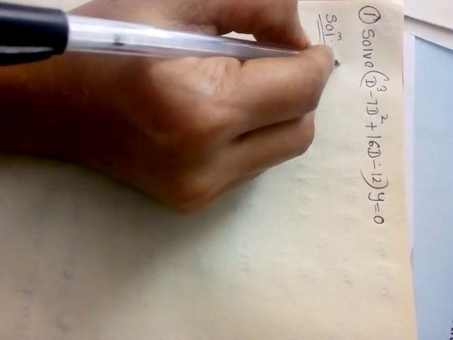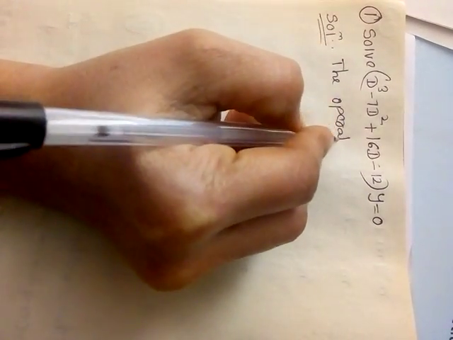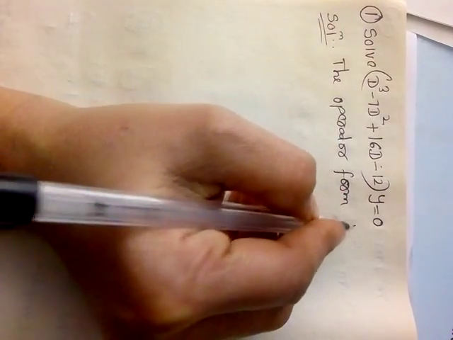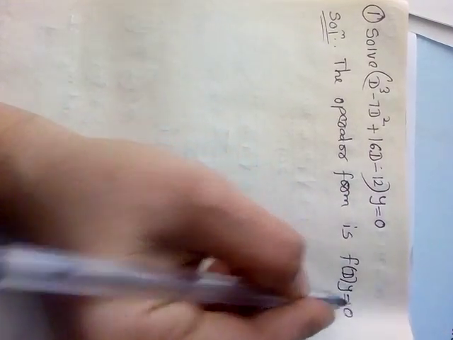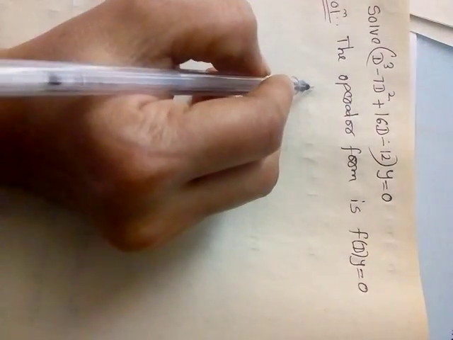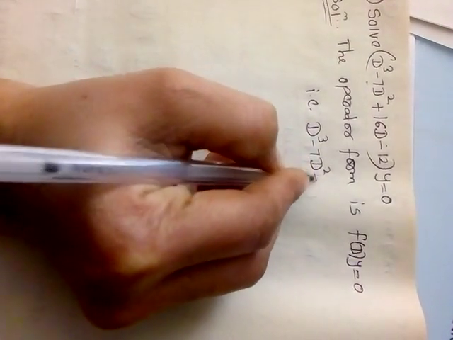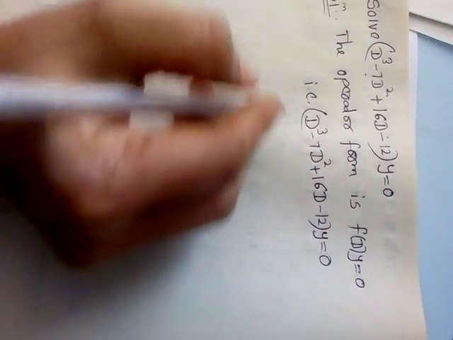First, this is the operator form. The operator form is f of D with y equal 0. Now we are taking this form, D cube minus 7D square plus 16D minus 12 with y equal 0.